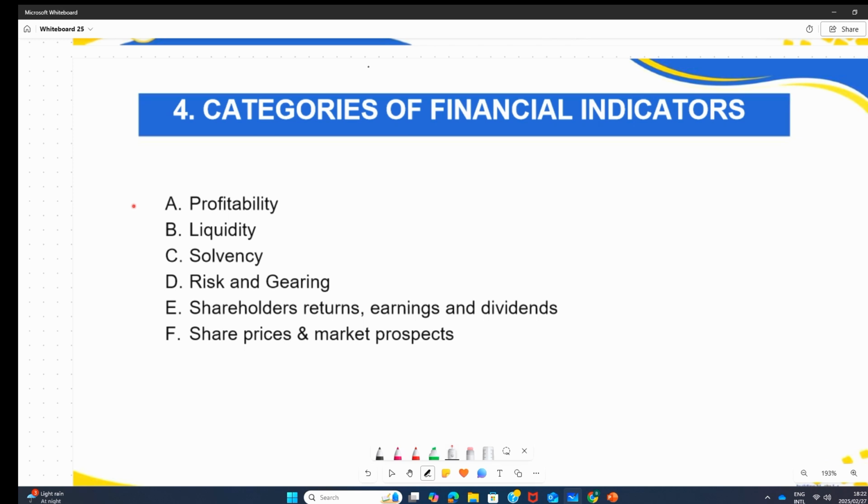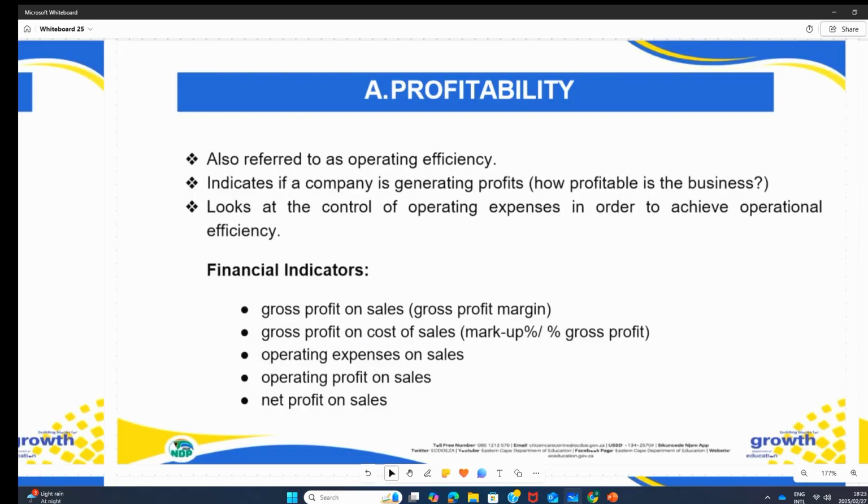Now, in grade 12, we have introduced shareholders' returns, earnings, and dividends, because we know that a business that is able to control its expenses is able to maximize profits and make the most out of running of the business. Now let's look at the profitability financial indicators. These are very, very easy in terms of calculating, because the way in which they are written is exactly how you would end up calculating.